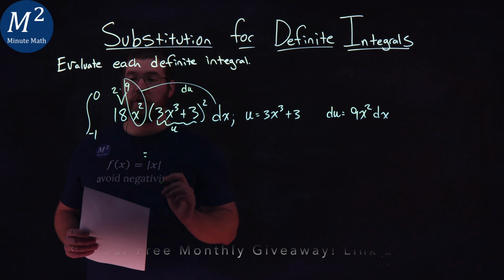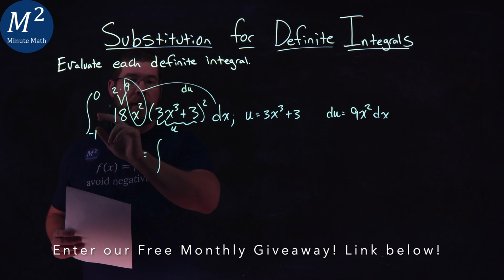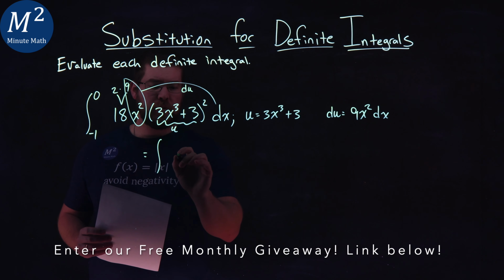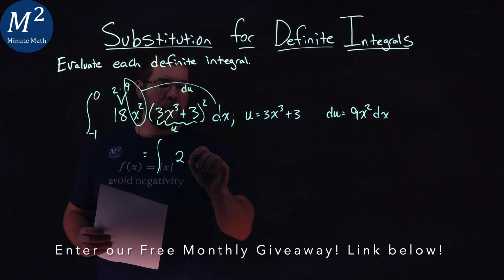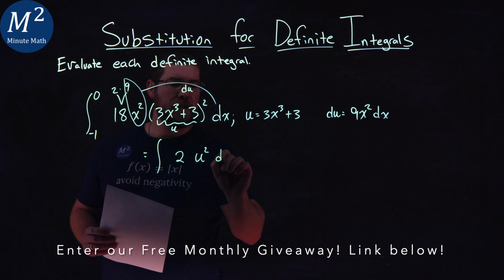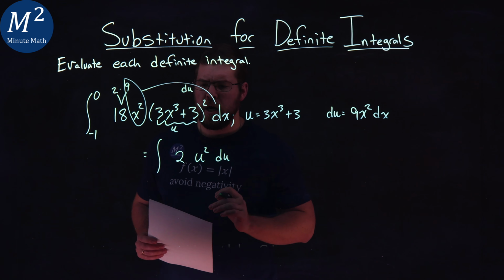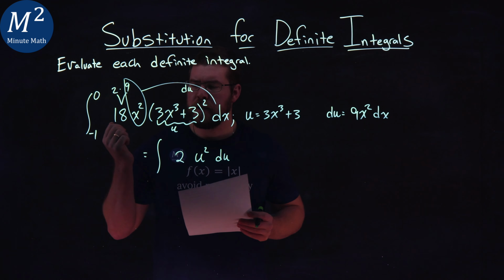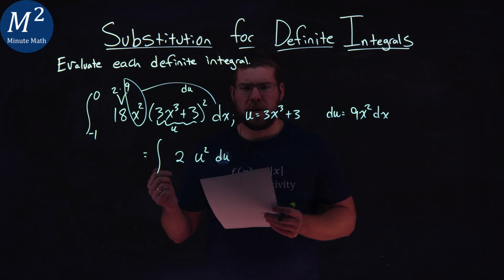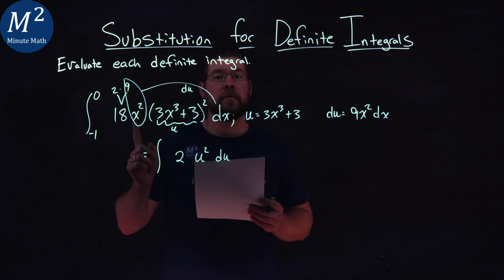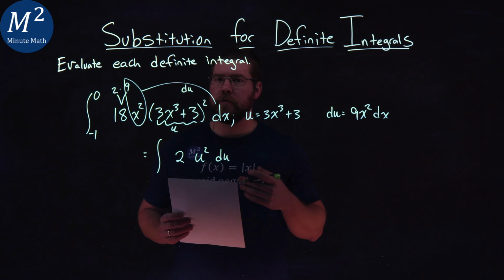So let's go write this in terms of u. Now I'm not going to include my bounds yet. We have a 2 left over times u squared du. Not too bad. But notice I didn't write my bounds down here from -1 to 0, and that's because these bounds are in terms of x. We need to write them in terms of u.